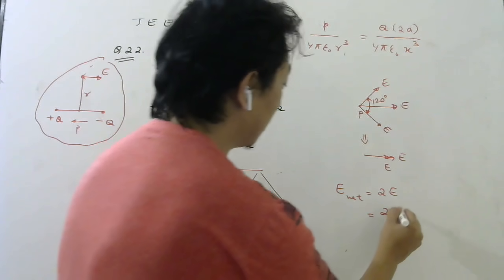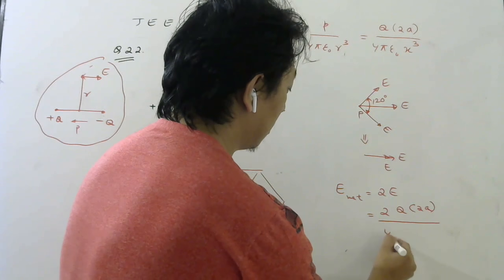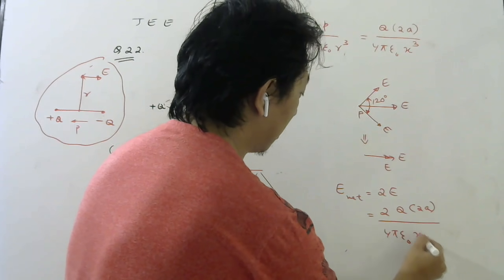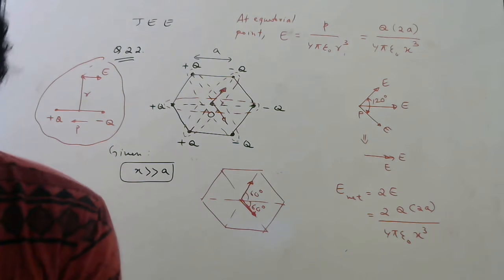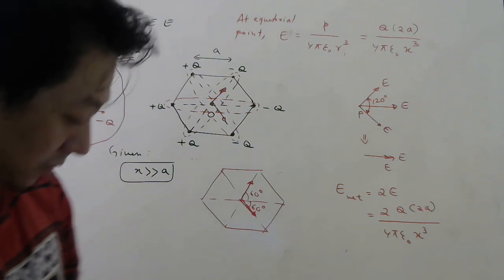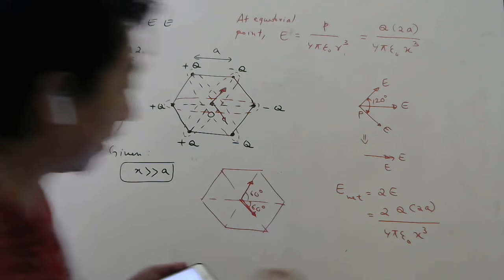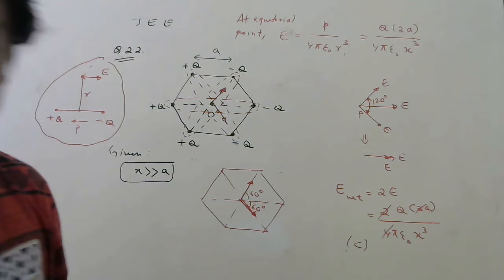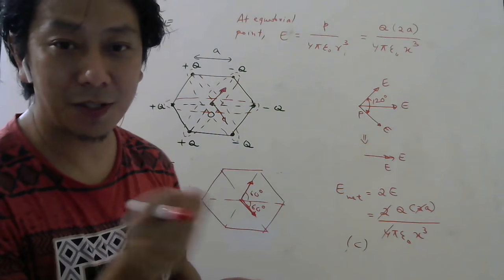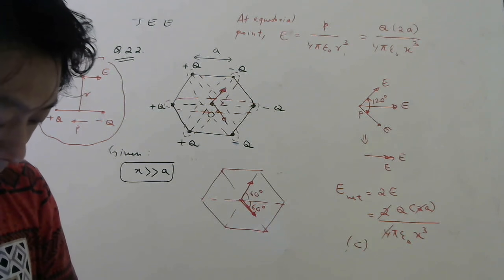Already I found here. Q 2A divided by 4 pi epsilon naught x cube. 2 and 2 will be 4. You can cancel with this 4. So let us see how the options have been given. Option C, you see it will match, because this 2 will cancel with 4. So very beautiful question, simple question. I hope all of you understood. Let us see now question number 23.